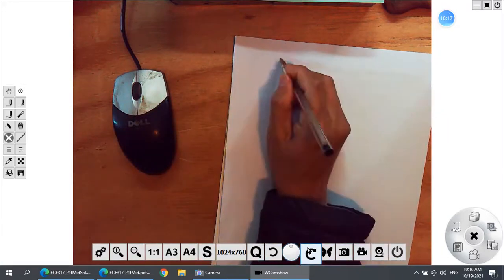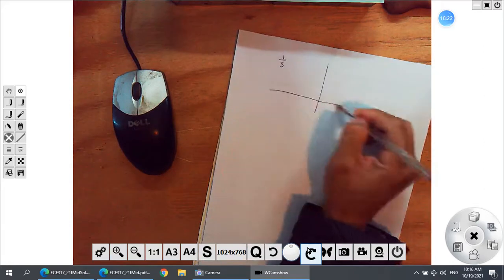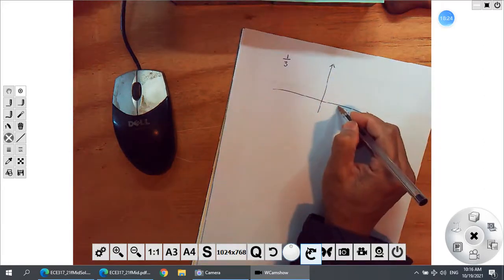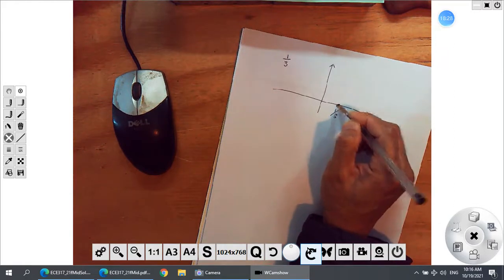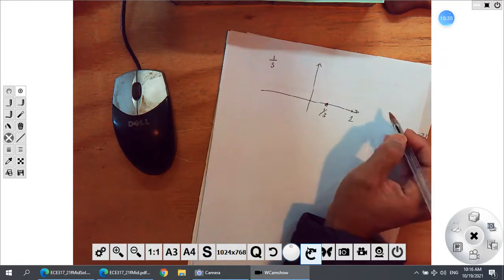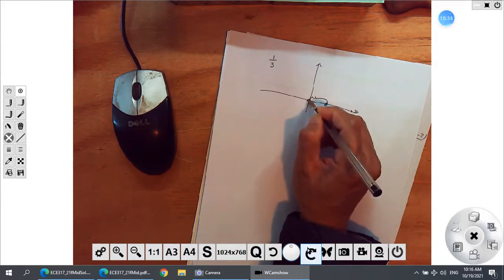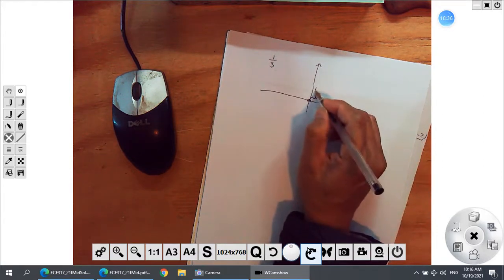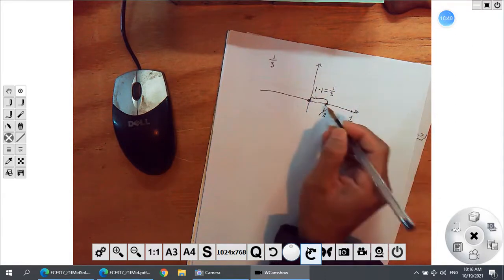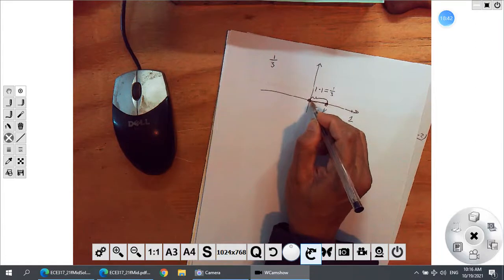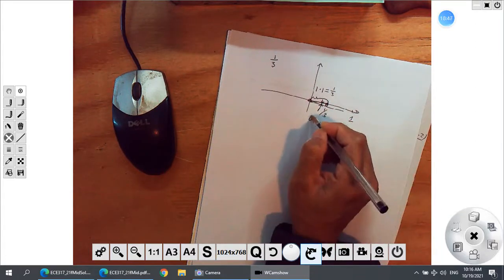That's 1/3, right? 1/3 in the complex plane, it will be here. Suppose this is 1, then this will be 1/3, right? This point. Then what is the magnitude? Magnitude is the distance from this number to the origin. So the magnitude is equal to 1/3. And the angle? The angle is here. Right? So it's 0 degrees.